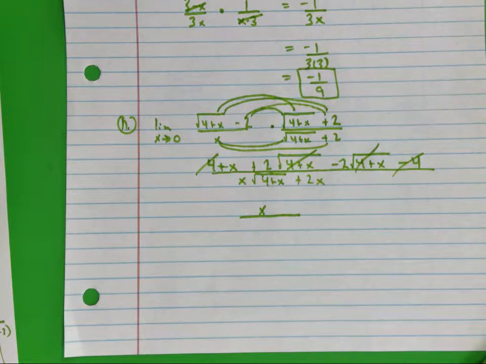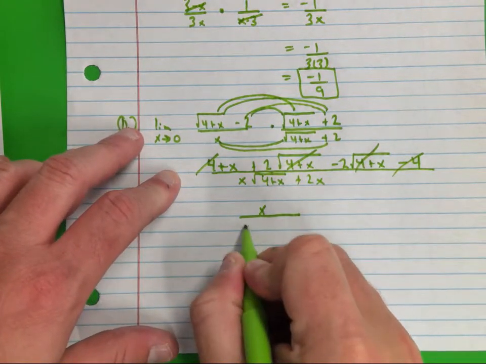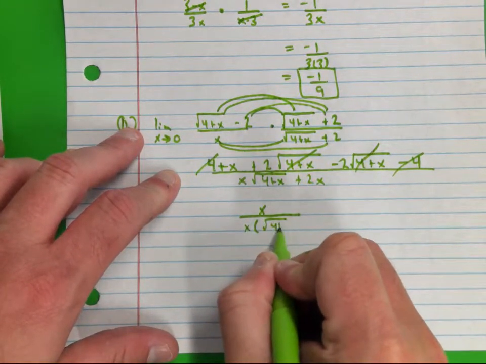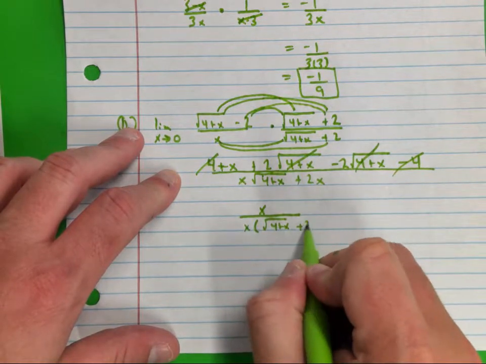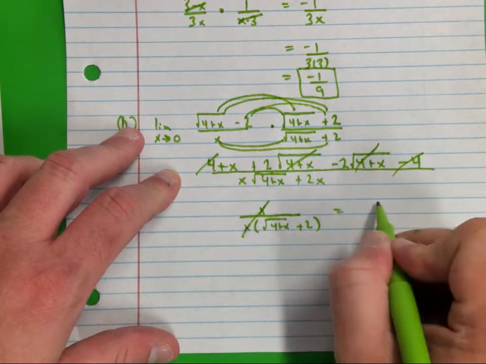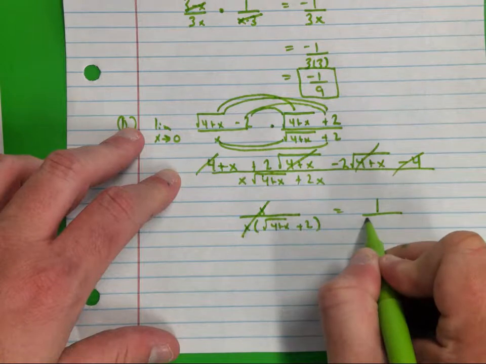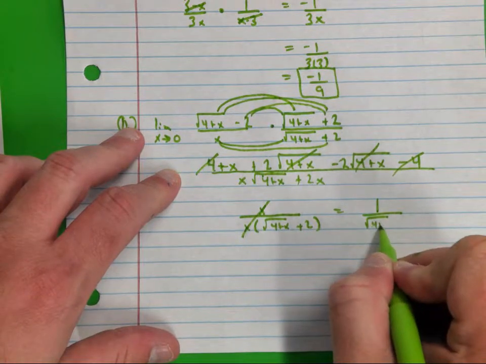Sometimes you might have to move stuff around so you can factor, but since there's only these two things down here, I can factor out what they both have in common. That x there and that x there. So I'm going to take an x out. GCF, take an x out. That leaves square root of 4 plus x, plus 2. These go away. What's left on top? 1. Alright?